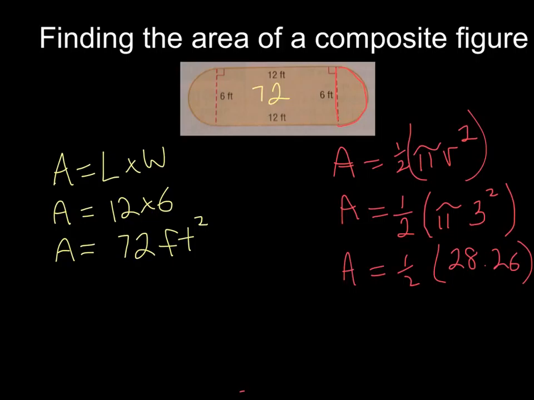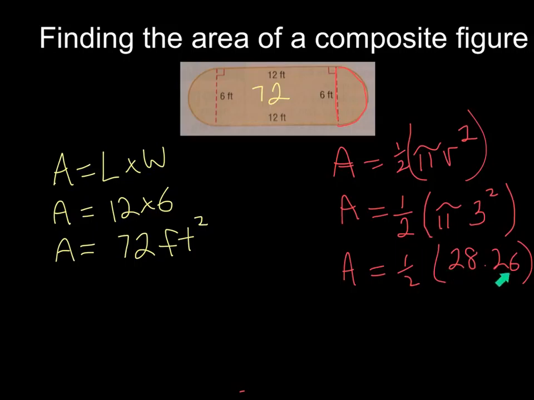So I plugged in my numbers to my formula. I knew the radius was 3 because the diameter was 6. Radius is half of that. So I plugged in the 3 for the radius. And then I did 3 squared, which was 9, times 3.14, or pi.